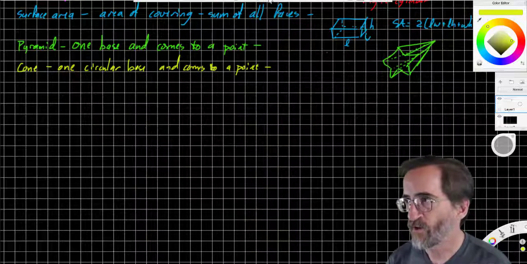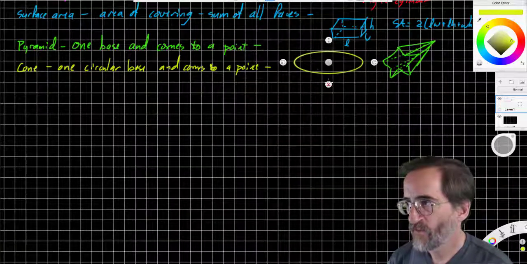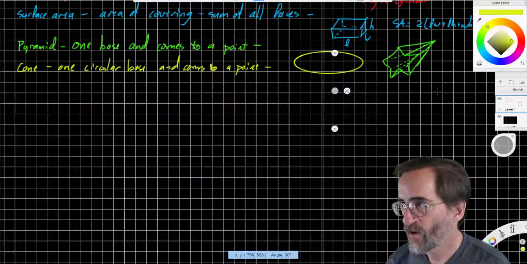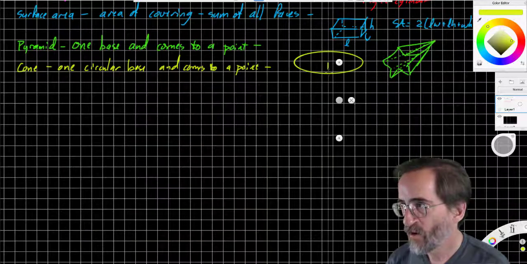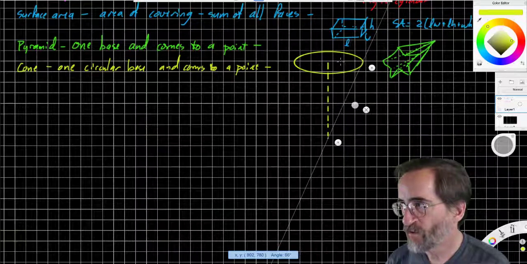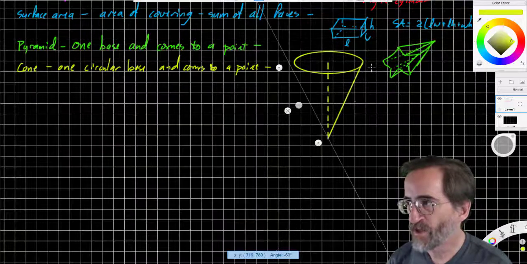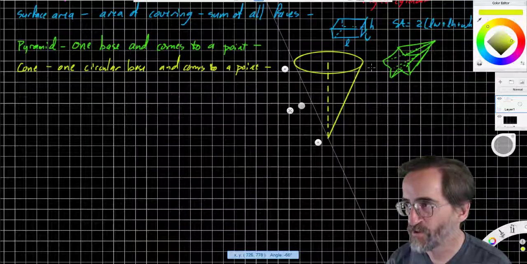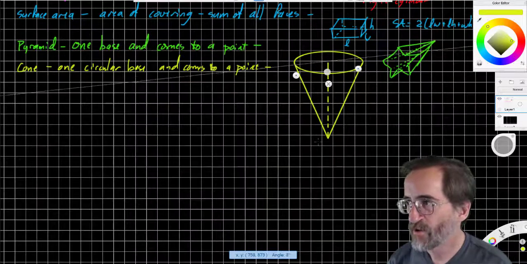Okay, let's draw a little more precisely here. So a cone looks like this, comes to a point. You can draw it right side up or upside down. It's kind of arbitrary which one's which. I'm drawing mine like an ice cream cone.